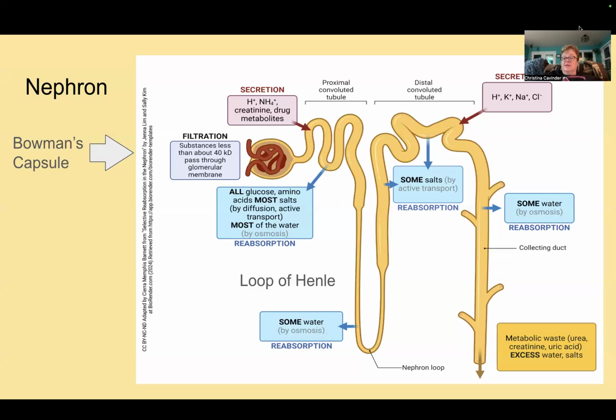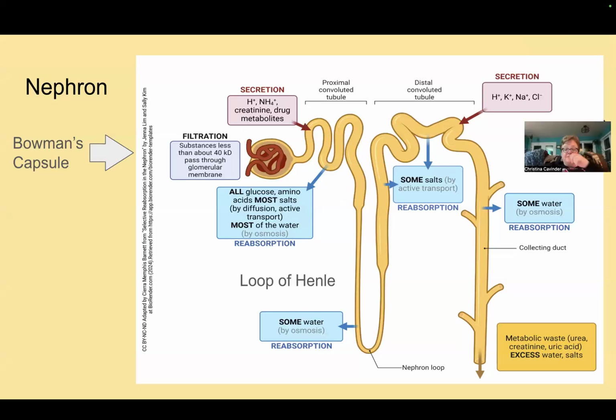I'm going to move myself here. But it depends on what's in the body again, what we need and what we don't need. Secretion of the hydrogen ion, potassium, sodium, and chloride can also be moved into the tubule to be excreted if the levels are off. So you see all these things that are done.